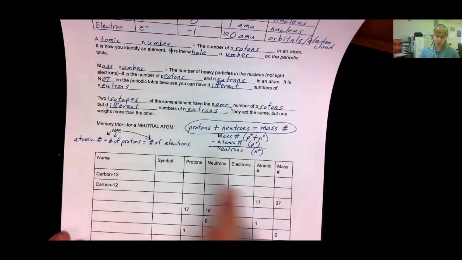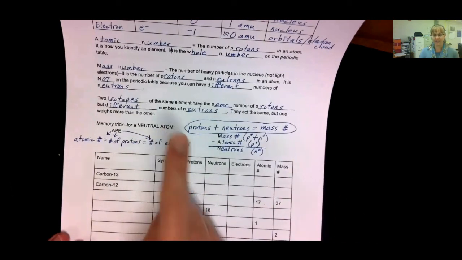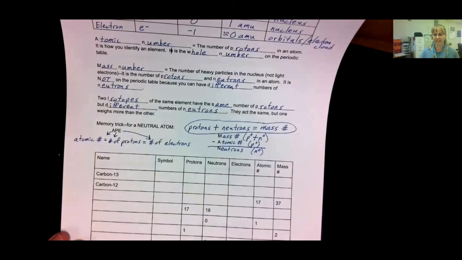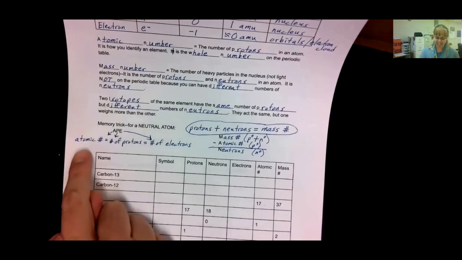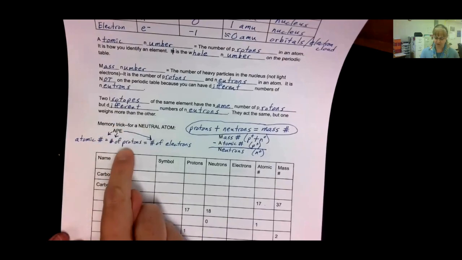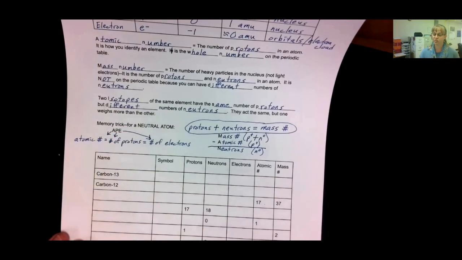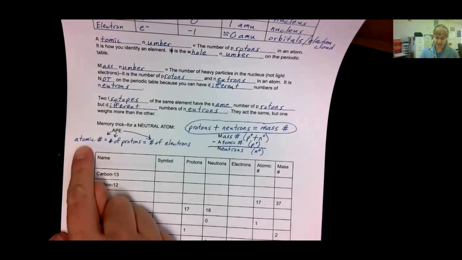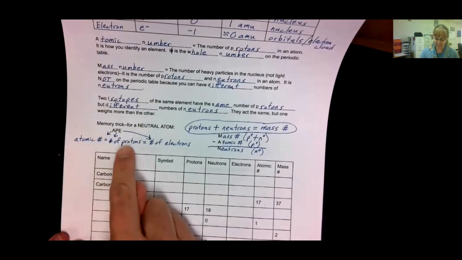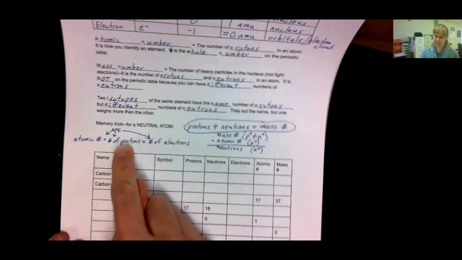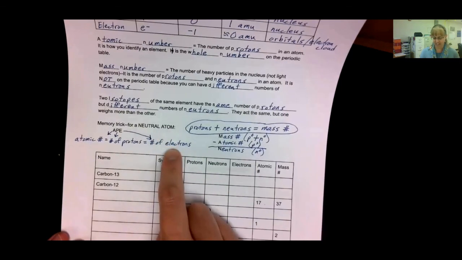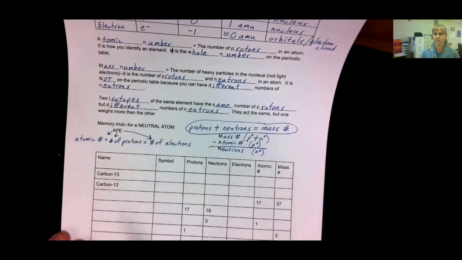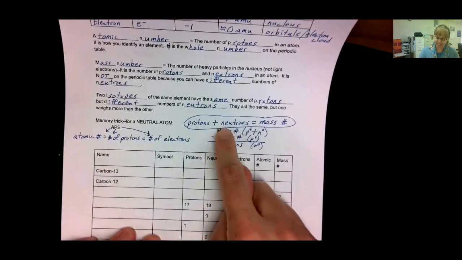All right, so when you're dealing with a neutral atom, not an ion, no charges, just a plain atom, one memory trick is APE. A stands for the atomic number, P for protons, and E for electrons. And it turns out in a neutral atom, the atomic number is the same thing as the number of protons, and it's the same thing as the number of electrons, which makes sense. The positive protons and the negative electrons, if they're equal, they cancel each other out, and that's what makes it neutral.